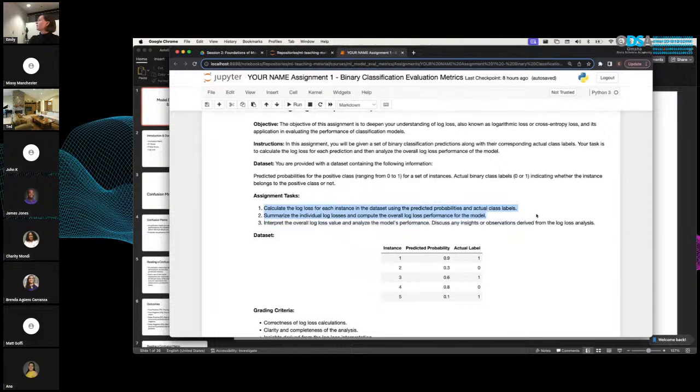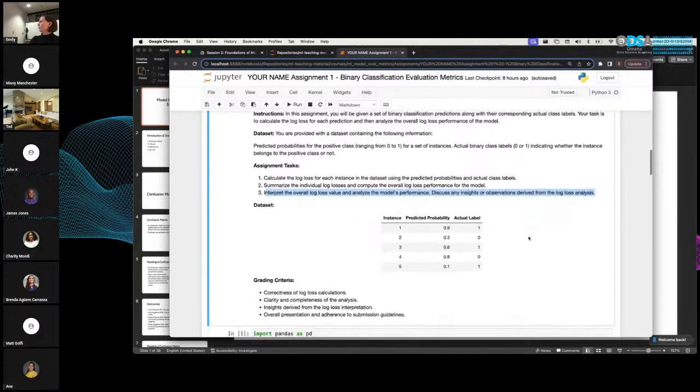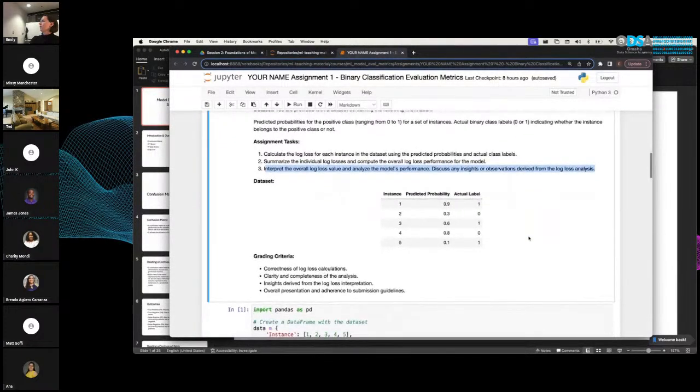Calculate the loss for each instance of the data set, so each row, and then calculate the total loss, compute the overall log loss of the model. And then interpret what that means and just talk about it. Just talk about what it means for the log loss to have that value.